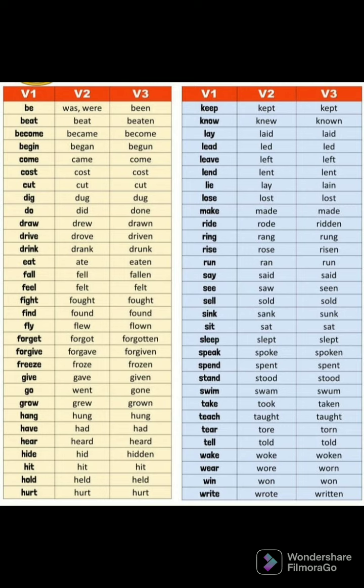First one, you can see be, B-E. Be is the present form, and the past form is what? Was, were, and the past participle is been. Be, was, were, been. You can practice all the verbs from this list. That will be very helpful for you.